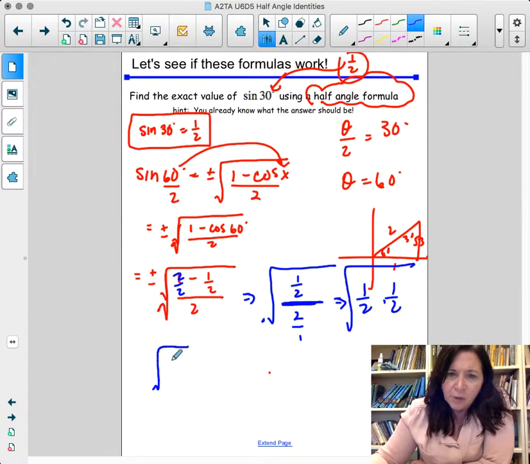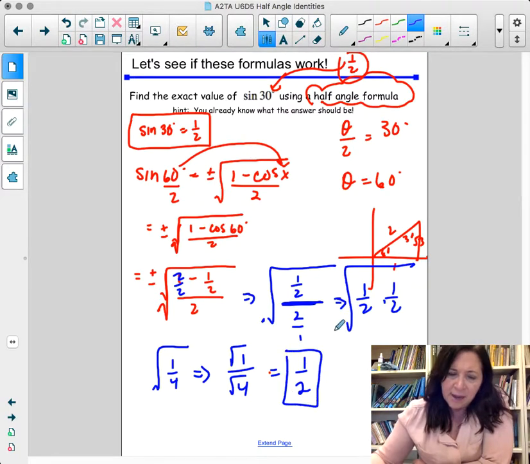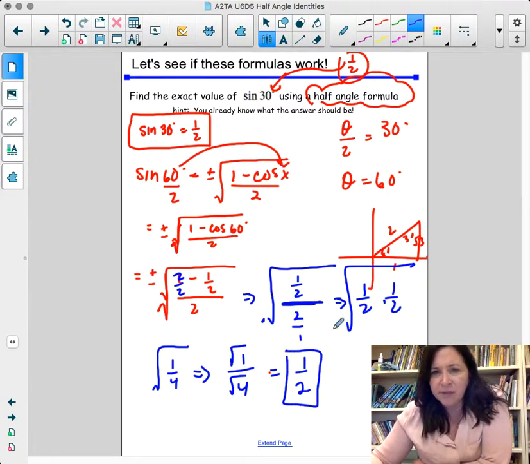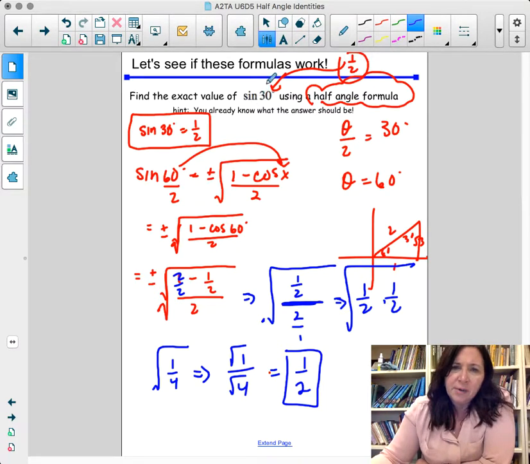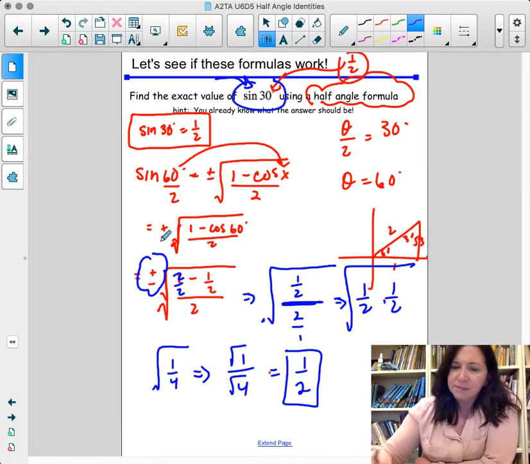And the square root of 1 over 4 is the same thing as the square root of 1 over the square root of 4, which is 1 half. And the other thing that you really need to remember is that 30 degrees is in the first quadrant, and that it's positive in that quadrant. So your job is to find the exact value of sine of 30 degrees. So that is plus. The plus or minus here is a plus.